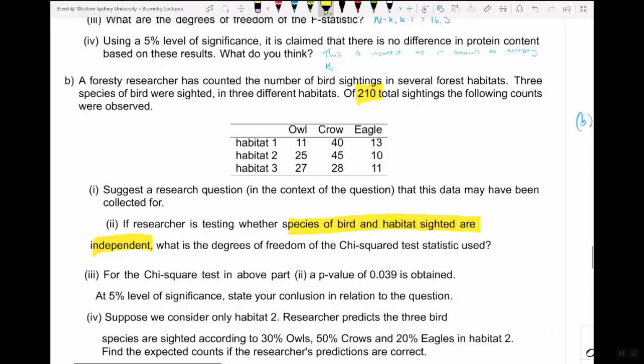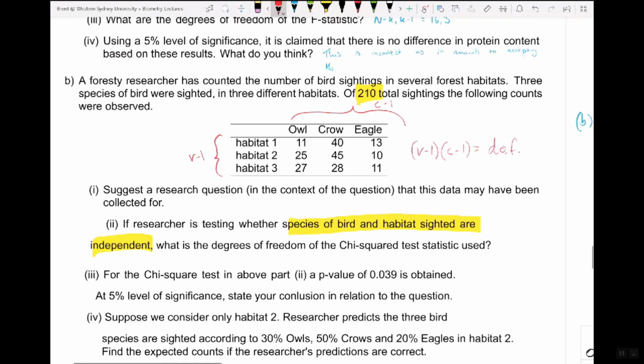So in our case, we should have 4 degrees of freedom. B, degrees of freedom for a chi-squared test of independence. It's the number of rows minus 1 times the number of columns minus 1. 3 minus 1 times 3 minus 1 is 2 times 2, which is 4. Okay. Happy with that?